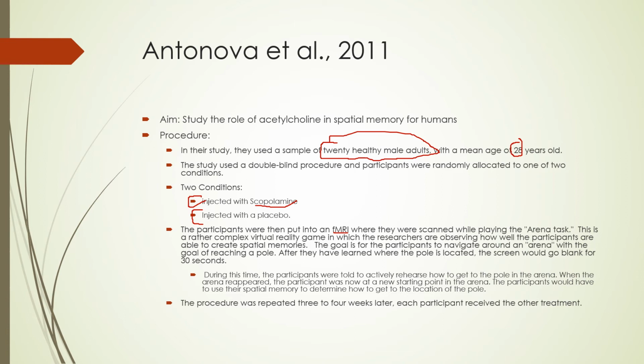And after they learned where the pole was located, the screen would then go blank for 30 seconds. And then suddenly, after 30 seconds, they would be put back in the arena, but at a completely different spot. And so their goal was to, as quickly as possible, use their spatial memory in order to get back to the pole. And then the procedure was repeated 3 to 4 weeks later, and each participant received the other treatment. So everyone in this repeated measures study was able to see the other condition.